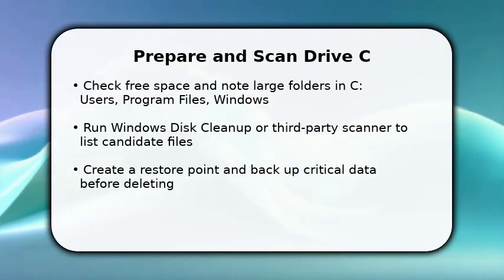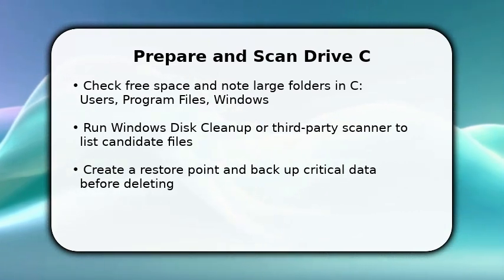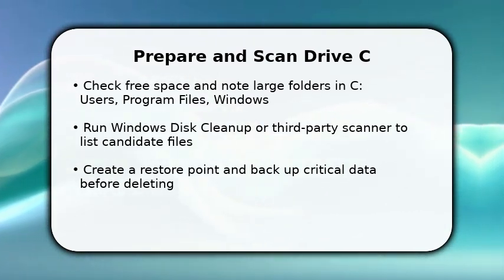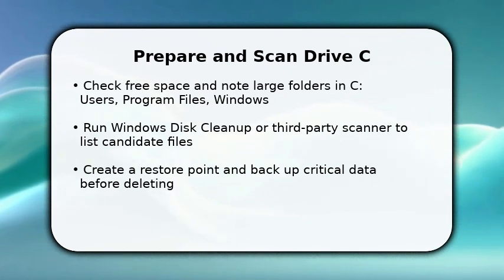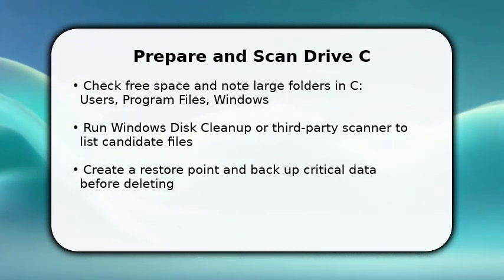You begin by verifying what's filling C, so you know what to remove and why. Open File Explorer and sort by size to find big folders. Once done, run Disk Cleanup or a Disk Analyzer to generate a deletable list. These tools flag temp files, old Windows updates, and recycle bin items.